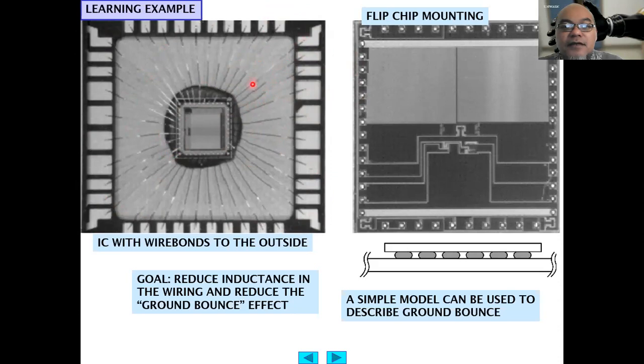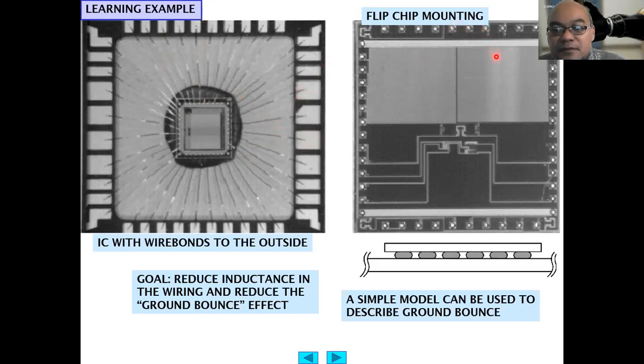Without this, if you only have this, it will be very difficult to solder any wiring to this IC manually. That's why this is made to spread, to have a larger leg configuration. So this is an IC with wire bonds to the outside.